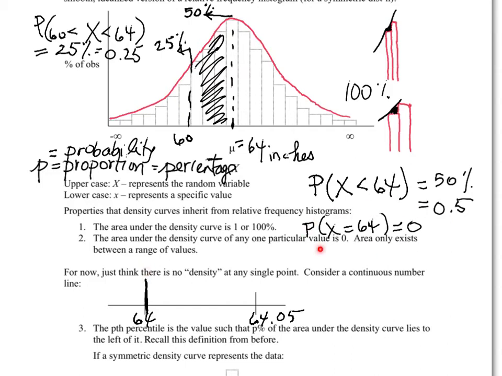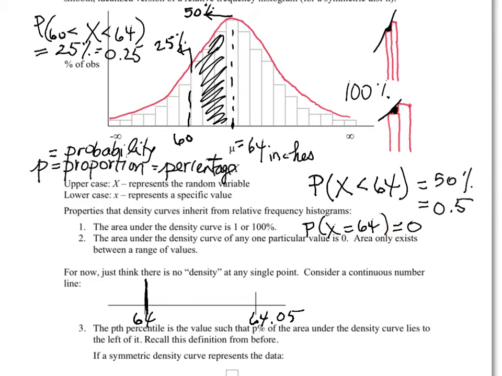So we say the density is 0. Okay, so I gave you like 3 explanations. You never have to explain why to me again, but you need to remember that for a continuous random variable, the probability or the proportion or the percentage of observations exactly at x equals 64 is 0.